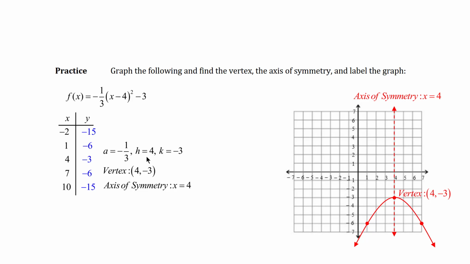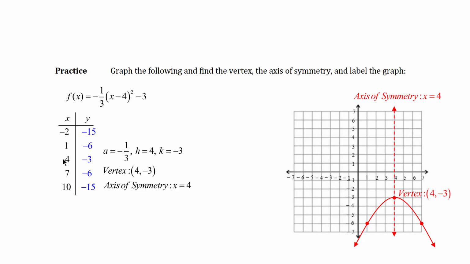Since our h value is positive 4, this means our graph is going to be shifted 4 spaces to the right, and because our k value is negative 3, our graph is going to be shifted 3 spaces down. So our vertex is going to be at (4, negative 3), and the axis of symmetry is at x equals 4. Next, we go ahead and fill in the chart.